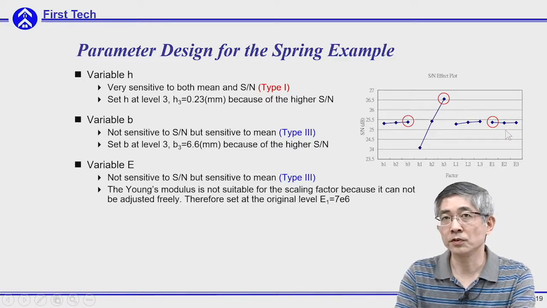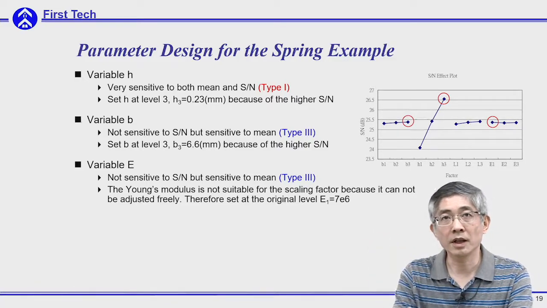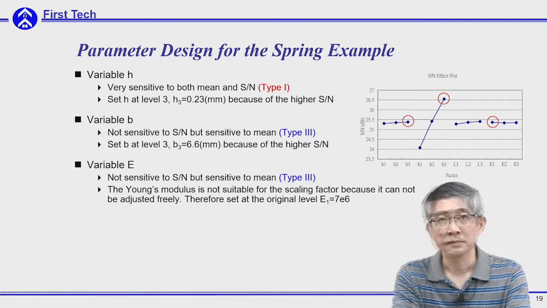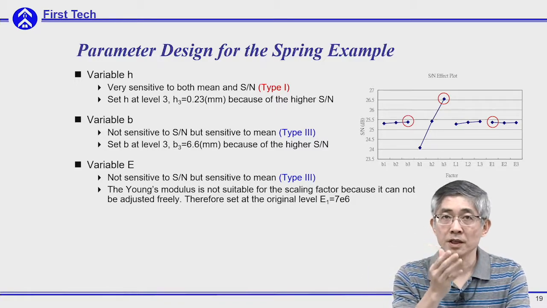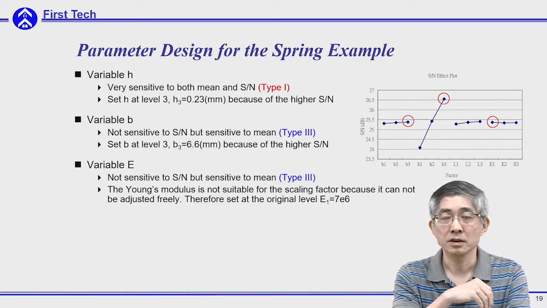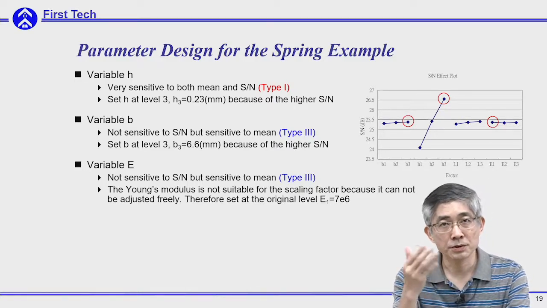But as I mentioned before, if we have the cost information for this level, such as material, if we know the cost of E1, E2, and E3, three different materials, it's better to select a cheaper material, so you can reduce your design cost.